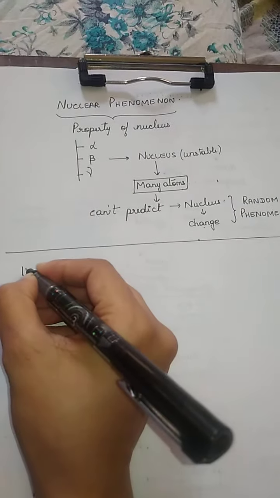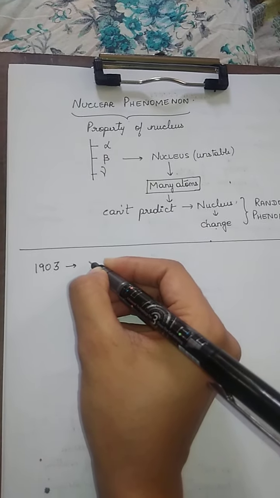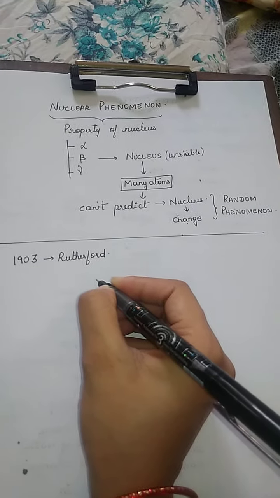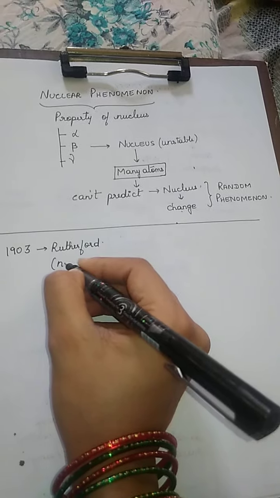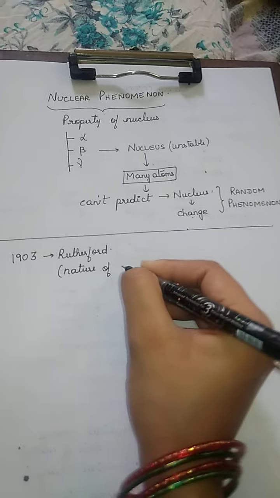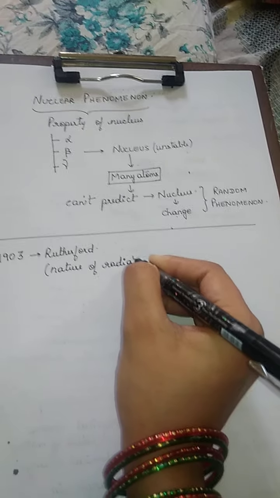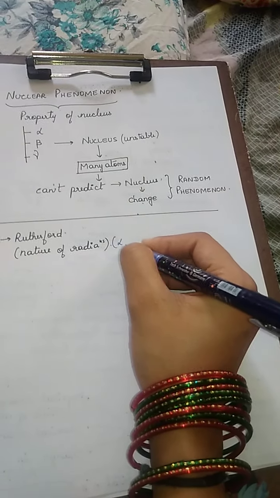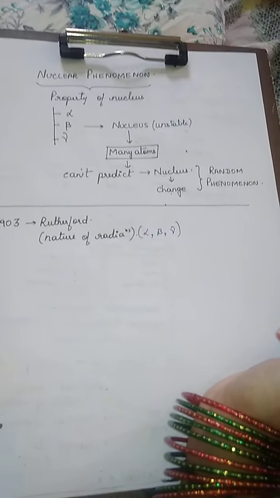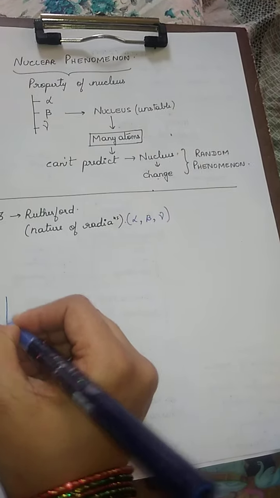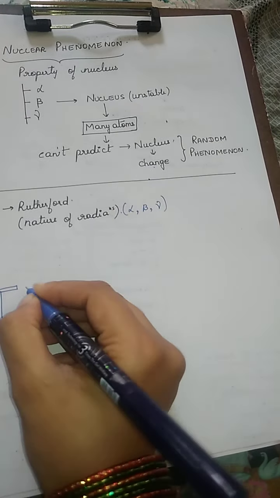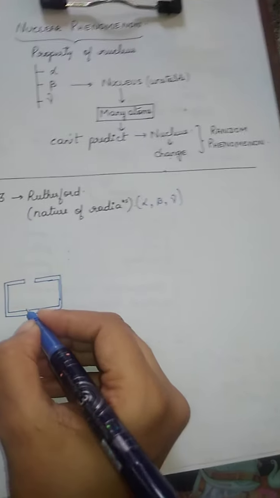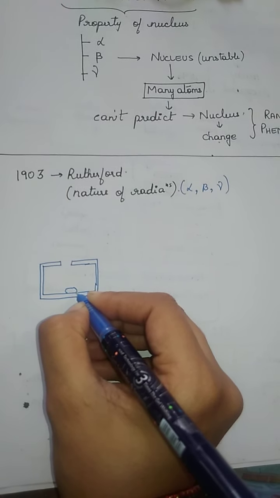Now, in 1903, the same phenomenon was studied by Rutherford. Here, he again studied the nature of radiations, that is nothing but the spontaneous emission of alpha, beta and gamma rays. What he had done is, he had taken a lead box which was completely covered and there was a small hole. In this, he had taken a little amount of salt.